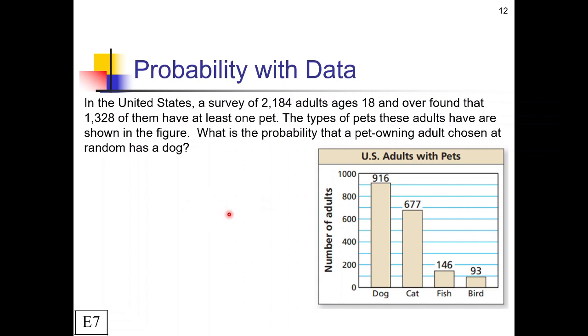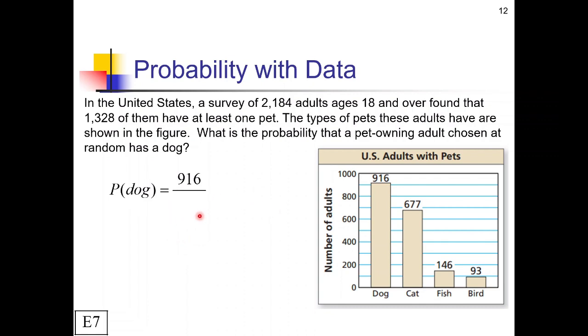So pause the video and, based on the information they've given us here, see if you can figure out what combination of numbers to put in a fraction to get this probability. All right, so if we're looking at this from a number of successes or favorable outcomes standpoint, the favorable outcome is that our pet-owning adult has a dog. Looking at our table, because this is the only place we know about dog totals, it looks like there's 916 who said they had a dog. So clearly our numerator on this one should be 916.